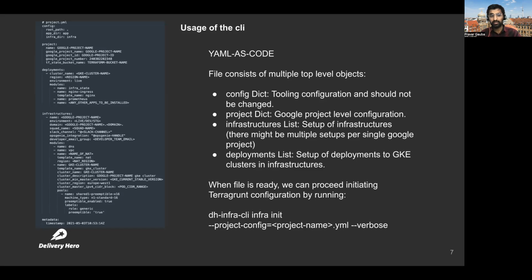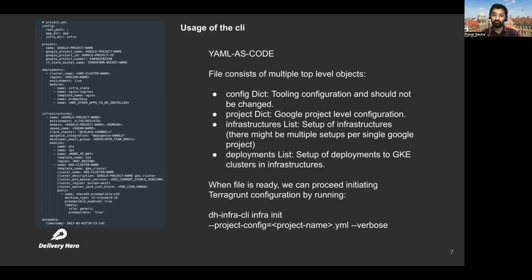We just type the module, and in the backend, it would just create all the Terragrunt configs, which would call the respective Terraform modules. So how would it do this? It would do it by running the below command: DH infra CLI, which is our binary, as I already mentioned, and we are just passing the parameter of the main YAML, which is the project config, right?